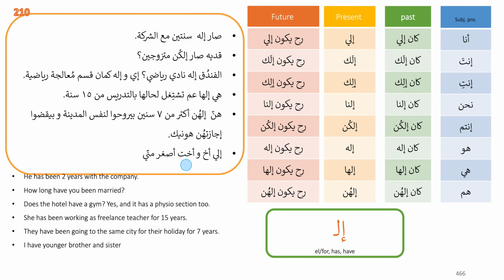إلي أخ وأخت أصغر مني. إلي, I have. أخ, brother. وأخت, sister. أصغر, younger. Minni, than me. I have a younger brother and sister. Great. And with this, I'll end today's session. Hope now you understand the use of il.